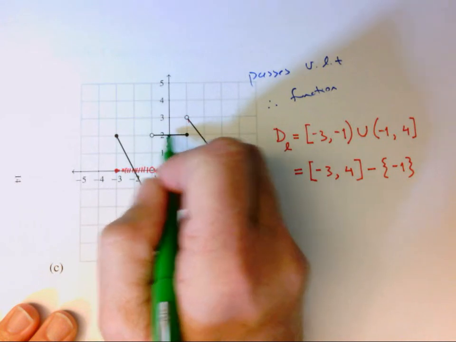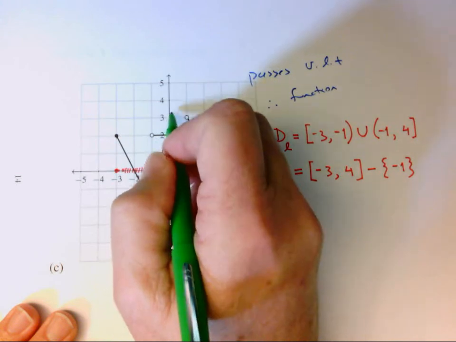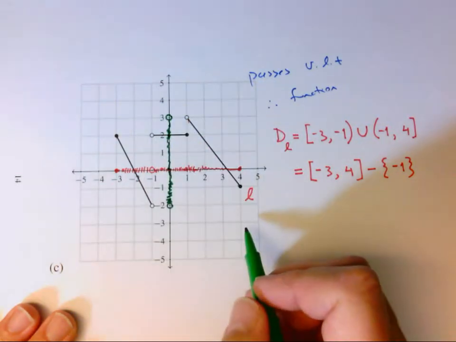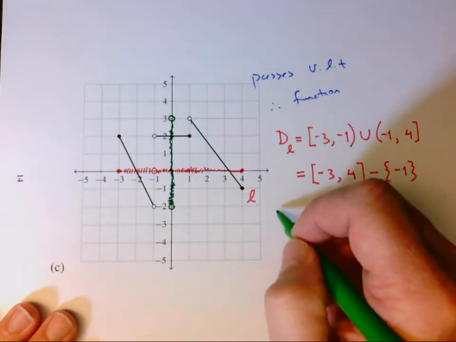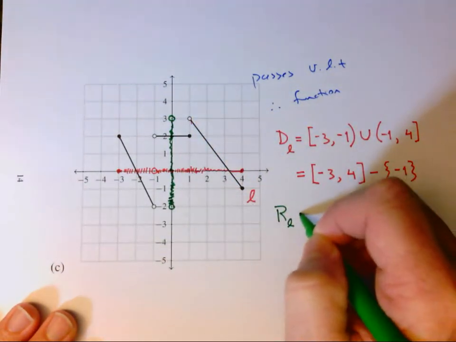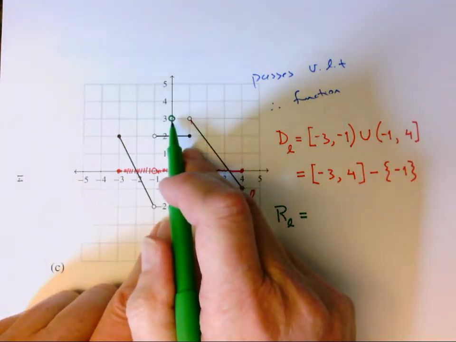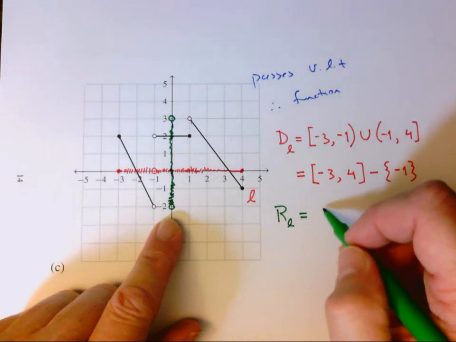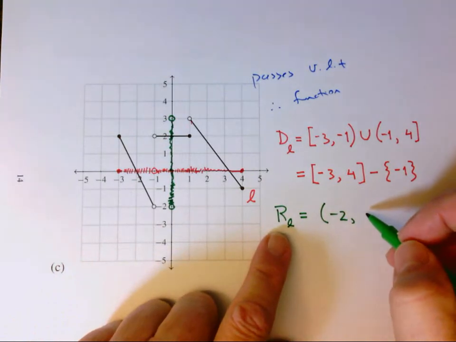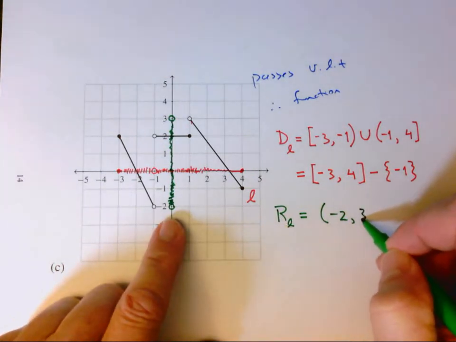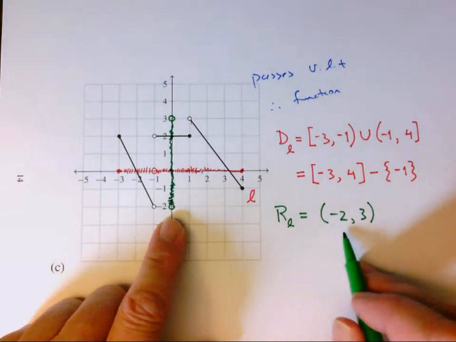You pick up infinitely many possible points with that y of 2, and you keep going up to, but not including 3, because there's no point on the graph with a y coordinate of 3. So your range is -2 to 3. So R sub L is -2 to 3. We put the parenthesis on that because those two endpoints are not included.